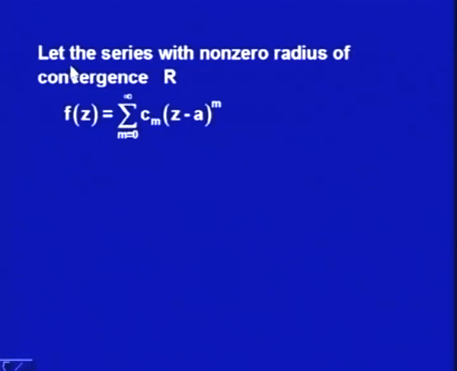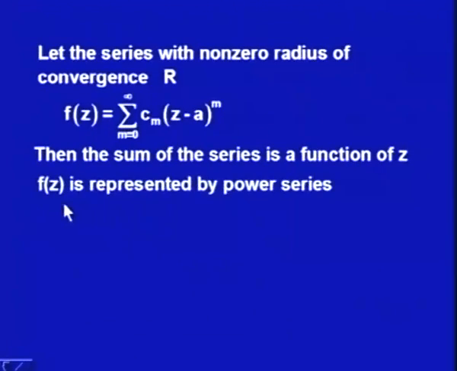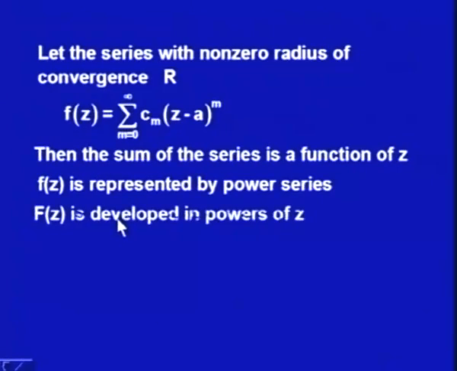Next, let the series with non-zero radius of convergence r be represented as this, then the sum of the series is a function of z. So, this series converges and this will be a function of z. So, we say the sum of the series is a function of z. Now, we say f z is represented by a power series. So, if we can write f z this way, then we say that f z is represented by a power series, or f z is developed in powers of z.